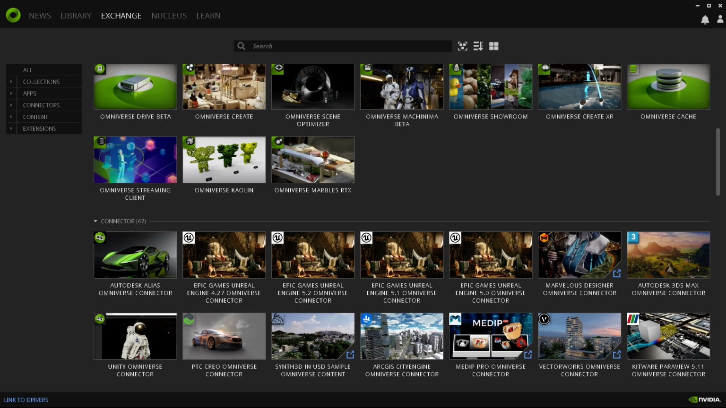Greetings everybody. In this part we will take a closer look at Nvidia Omniverse. To be precise, the Omniverse launcher. Nvidia Omniverse is a platform which consists of 5 core components.